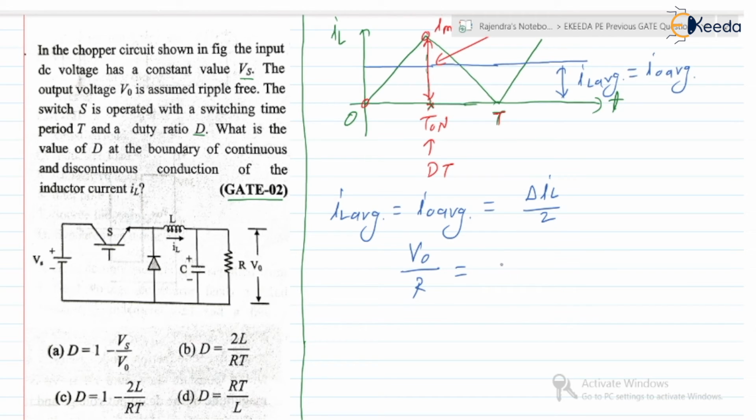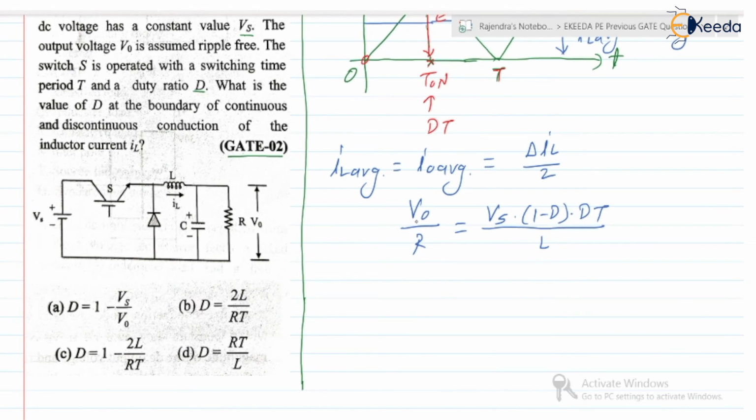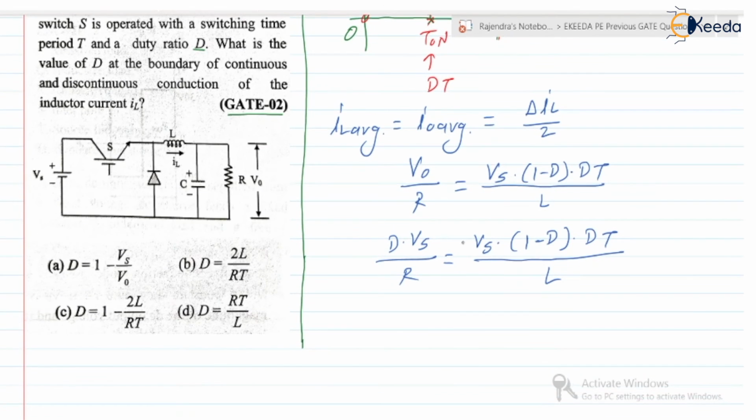What is delta IL? We already derived the expression for the delta IL during the video sessions. It is equal to Vs into 1 minus D into DT, divided by L. Next, can we replace this V0 in terms of Vs? It is a buck converter, so V0 is equal to D into Vs, so it is DVs upon R is equal to Vs into 1 minus D into DT divided by L. So D into Vs and this Vs into D will get cancelled out.